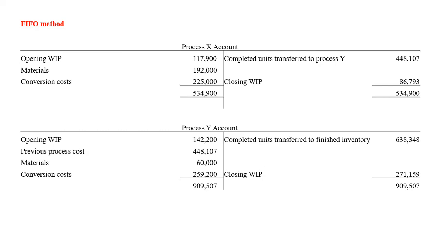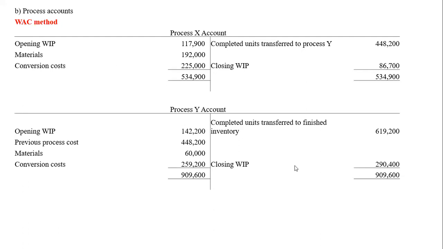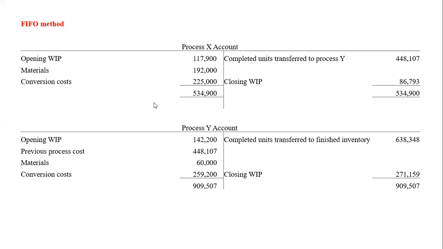Why? Can someone give me an answer? Why is there no significant difference between the ending work in progress under the two methods, whereas you see a significant difference between the work in progress under WAC with respect to process Y, that is 290, and under FIFO it is 270, 20,000 different. Why is that? Can someone tell me an answer?